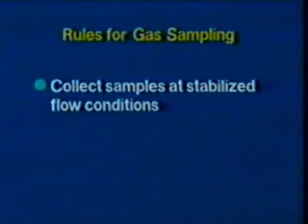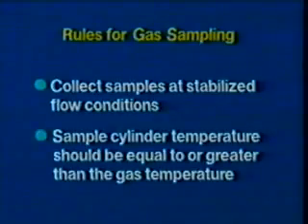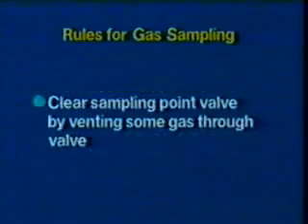Before you pull a natural gas sample, there are some general rules which need to be pointed out. 1. Samples should be collected at stabilized flow conditions. 2. The temperature of the sampling cylinder should be equal to or greater than the gas temperature. 3. Before any sampling lines are attached, all accumulated liquid and solids in the sampling point valve should be blown out by venting some gas through the valve.